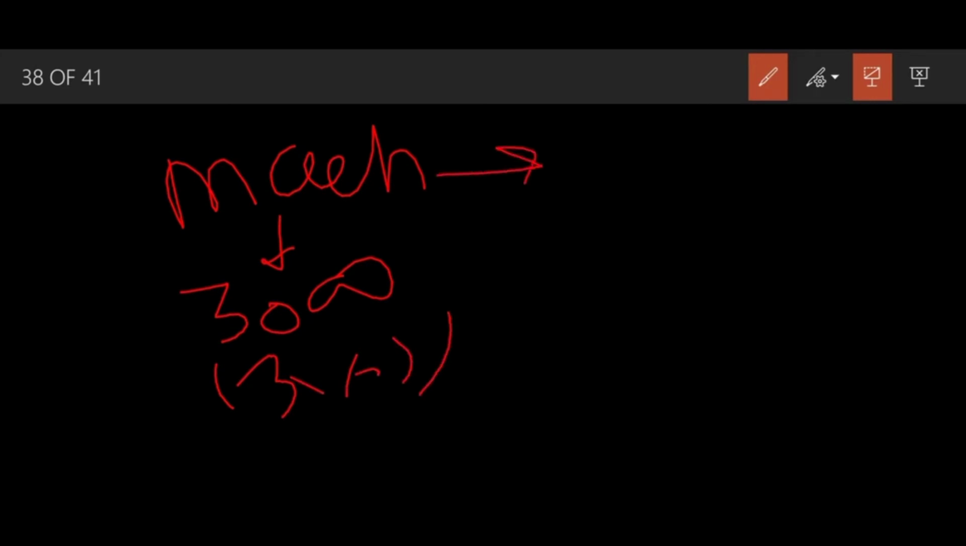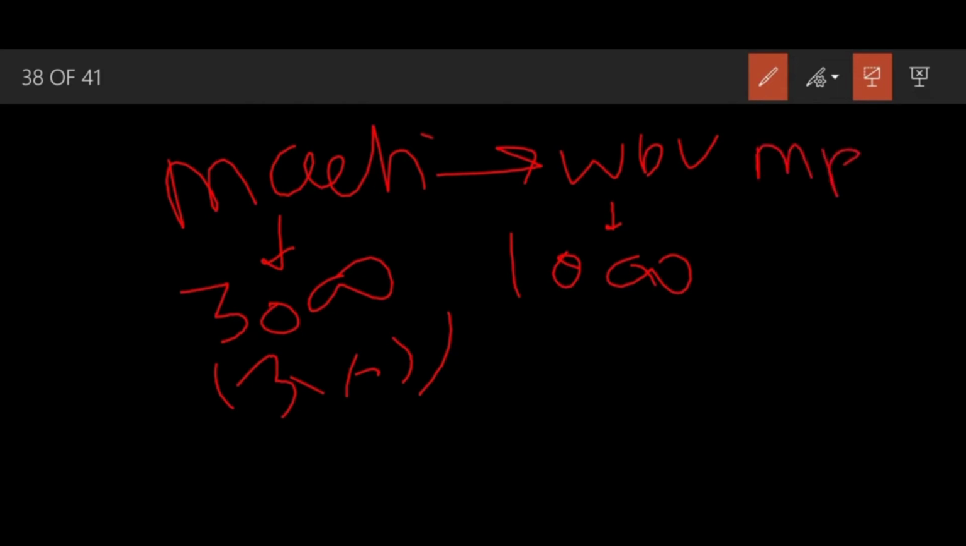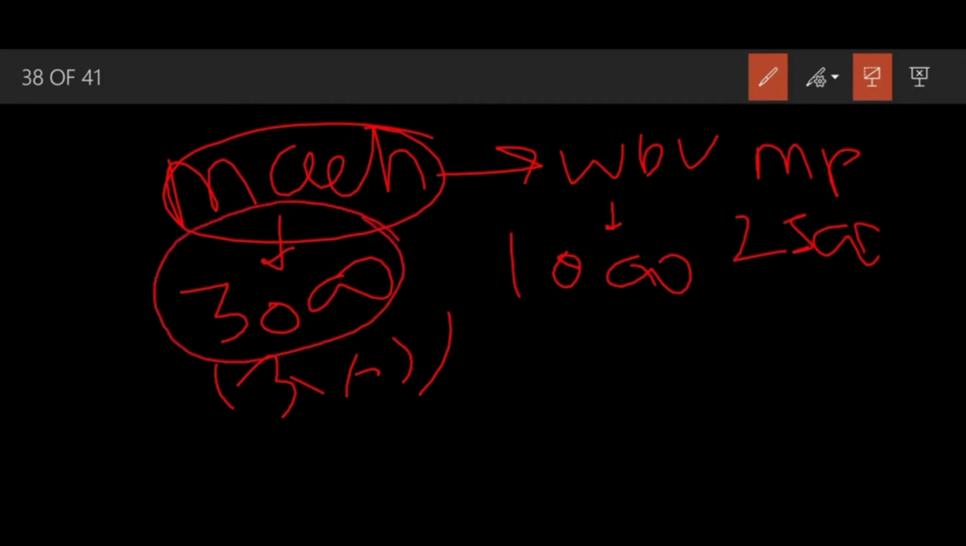The current WDV, sorry, the current WDV is 1000. The current market price of this machinery is 2500. Now tell me, what is relevant cost, what is irrelevant cost, and what is sunk cost? So the sunk cost is 3000. We do not consider sunk cost in decision making. Sunk costs are past costs that have already occurred, like 3000. There is no use of 3000 in decision making.